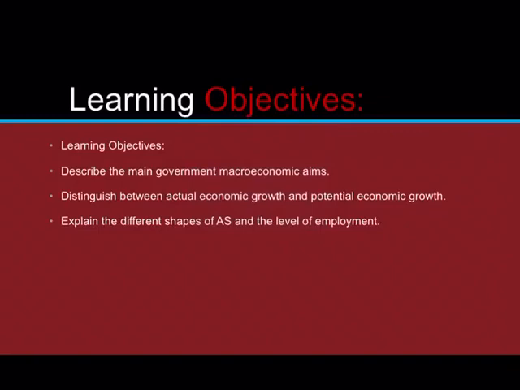The third objective is what? You should be able to explain the different shapes of aggregate supply and how different shapes of aggregate supply affect the level of employment in a country. Meaning aggregate supply can be vertical, aggregate supply can be horizontal, aggregate supply can be upward sloping. We're going to discuss 3 different shapes in this lesson.